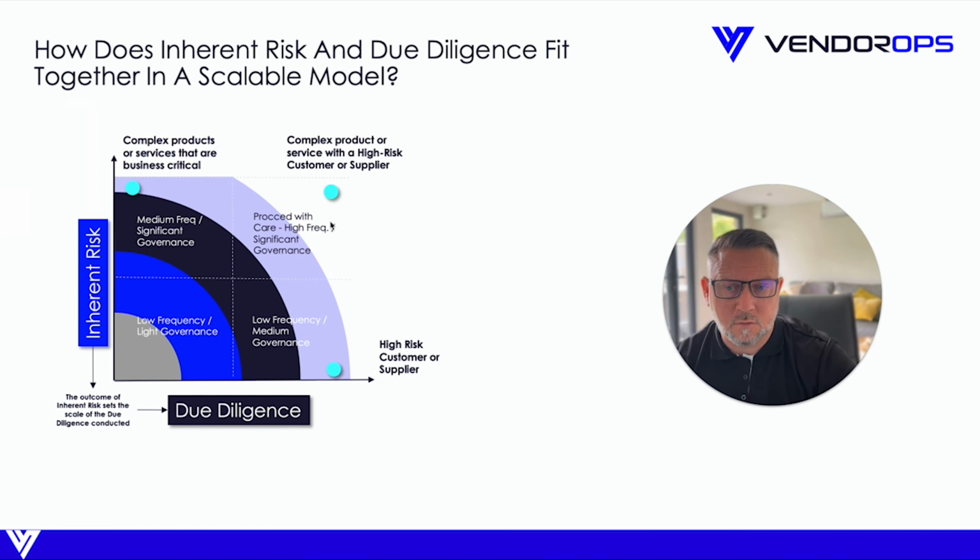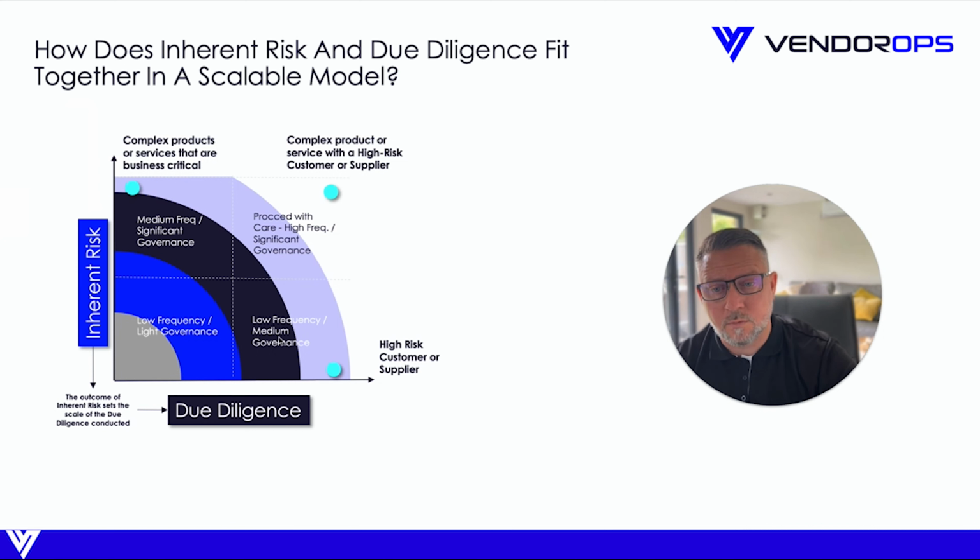If you're going to proceed, you've got to put a significant level of governance around that and invest in how regularly you meet them and how tightly you manage and control them. Versus this one here on the top left, which is a complex product and service, but the company has done very well on due diligence. There's a very low score on due diligence. So medium frequency, but significant governance because it's so important to you.